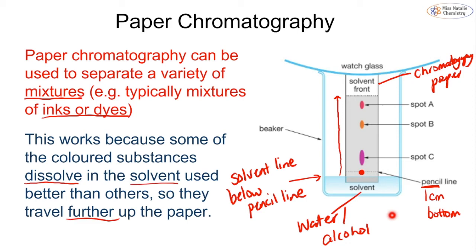But our main focus is the fact that it then splits. Once the solvent gets up to a certain height, probably about 3/4 of the way, you don't need to go all the way to the top of the paper. You take it out of the solvent and then you leave the chromatography paper to dry before you move on to the next stage.